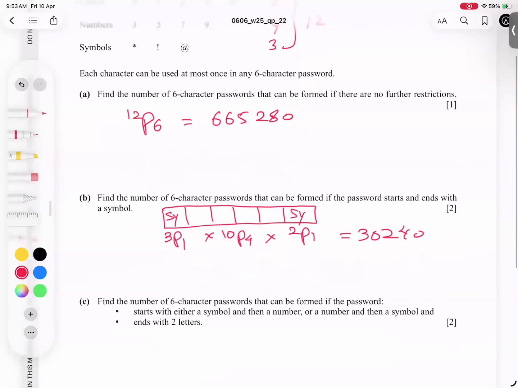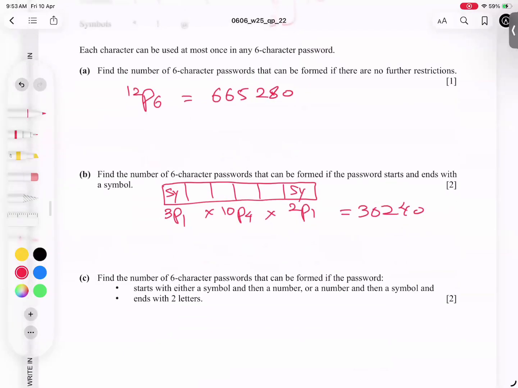Last part, students. He's saying, find the 6-character passwords that can be formed if it starts with either a symbol and then a number, or a number then a symbol. It means number then symbol, or maybe symbol first and number later. So this is what he talks about. So if I find this answer, multiply by 2. Why? Because it's a different order, same value. So let's start.